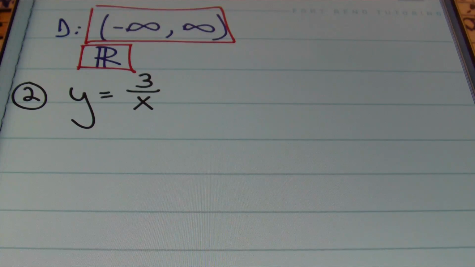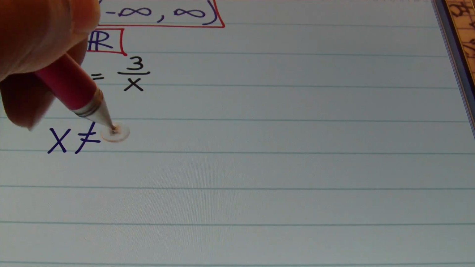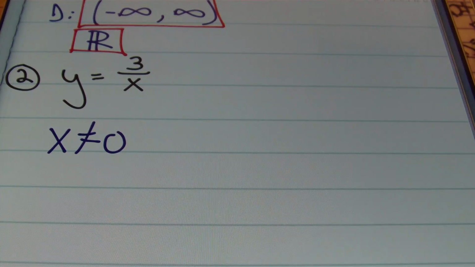So anytime you're given a rational function like this, you're going to set the denominator not equal to 0. Why? The denominator of a fraction cannot equal 0. So this is going to be my setup. I'm going to say that x cannot equal 0. Yeah. It can't equal 0. So whatever the denominator is that contains your variable, go ahead and set it not equal to 0 and then solve for x.